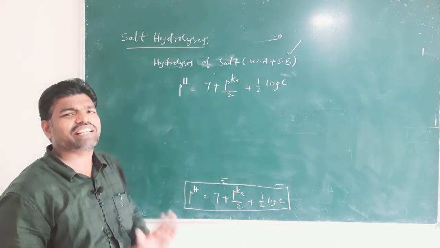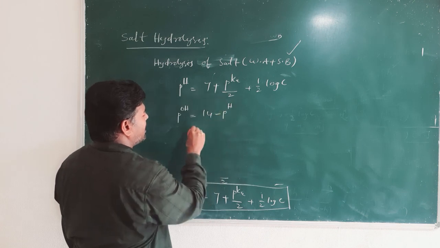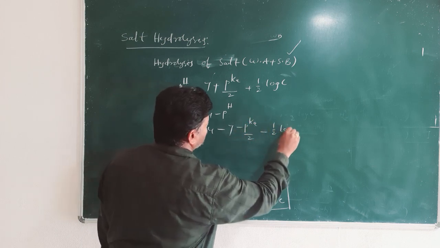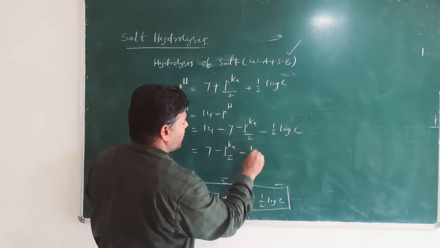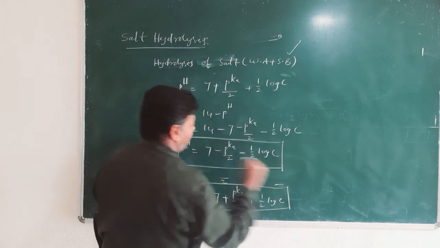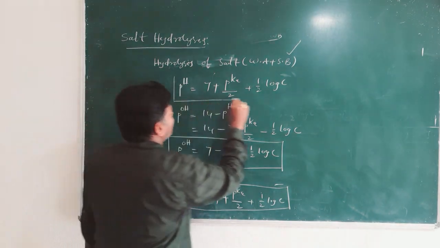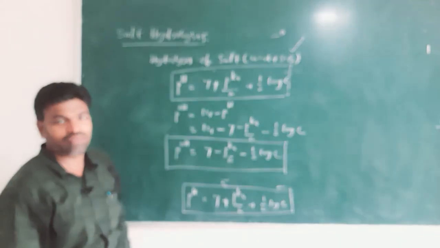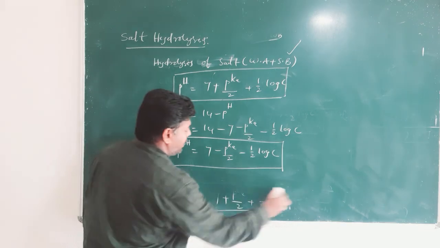For basic solutions it is customary to calculate the pOH. pOH is equal to 14 minus pH, that is 14 minus 7 minus pKa by 2 minus 1 by 2 log C. 14 minus 7, that is 7, so 7 minus pKa by 2 minus 1 by 2 log C. So, pOH of the resulting solution is 7 minus pKa by 2 minus 1 by 2 log C. But if you want to calculate the pH, then pH is 7 plus pKa by 2 plus 1 by 2 log C. These two formulas are very important in solving the problems.